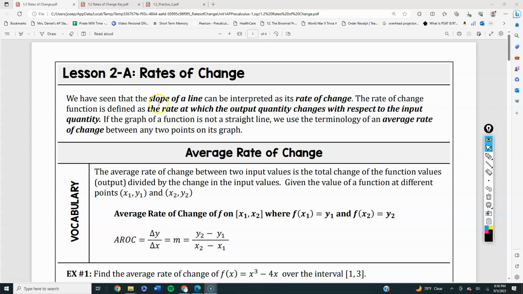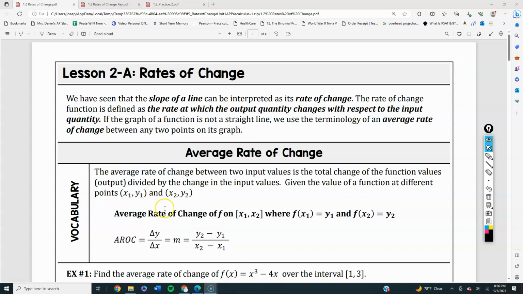So we're doing the first part of lesson 2, just the first 3 examples to get you all started. What we're going to be doing is looking at rates of change and slopes of a line today. If the graph is in a straight line, we just find the slope, and that's the rate of change. Now if the graph is curved, we're going to find the slope between 2 points, and that's going to be the average rate of change.